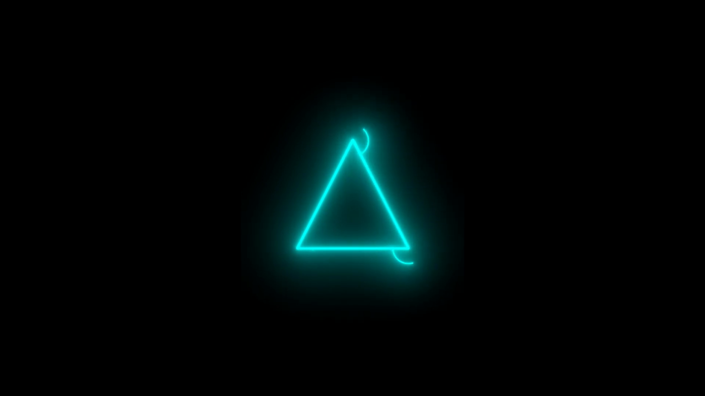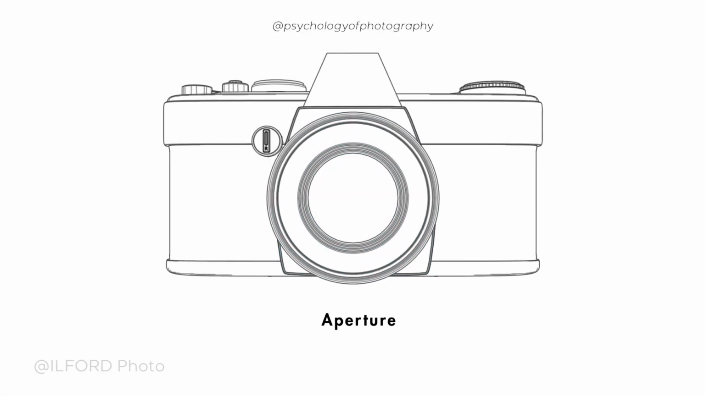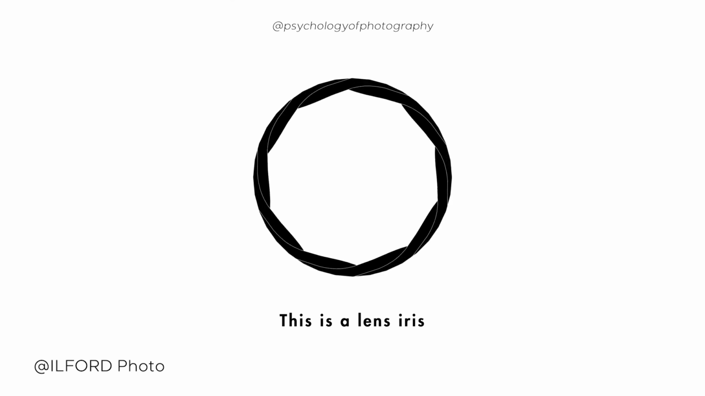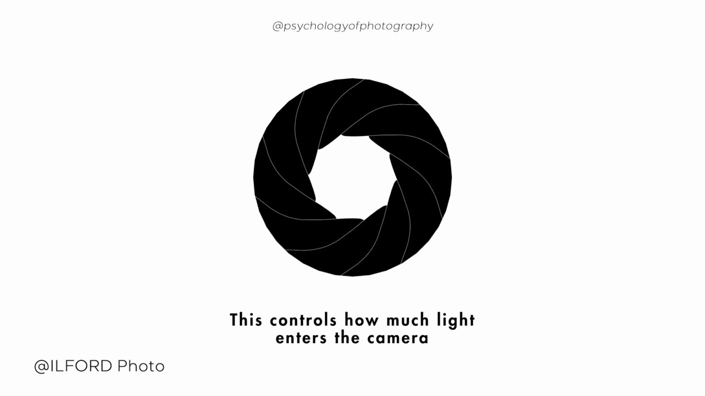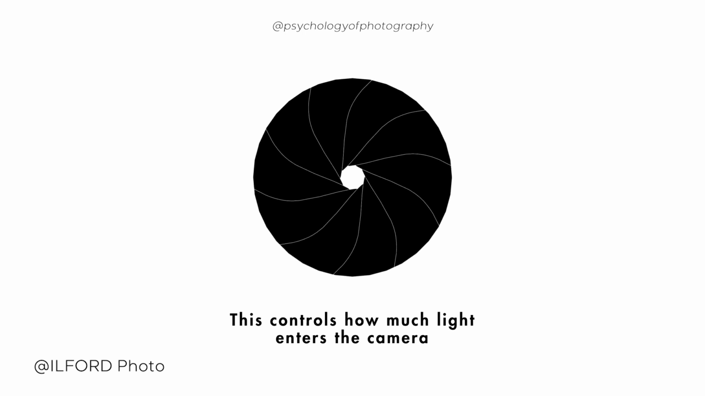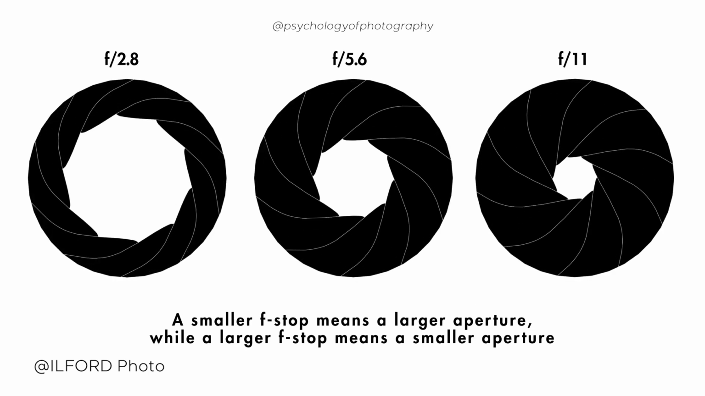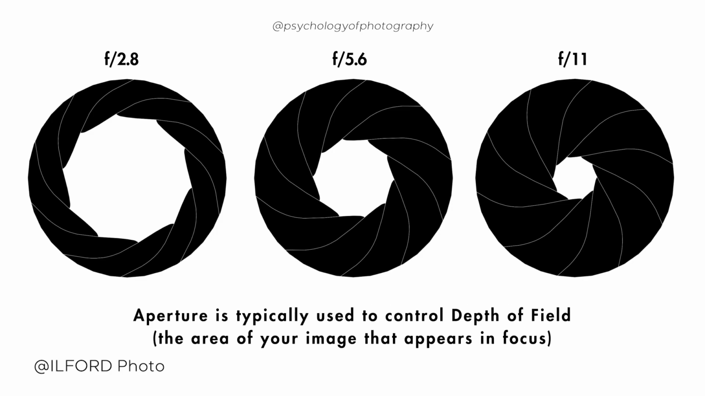We are on to our last corner of the exposure triangle, aperture. Aperture refers to the size of the camera's lens opening, which controls the amount of light that enters the camera. The aperture is measured in f-stops, and the lower the f-stop number, the larger the aperture, and the more light that enters the camera. The higher the f-stop number, the smaller the aperture, and the less light enters the camera.